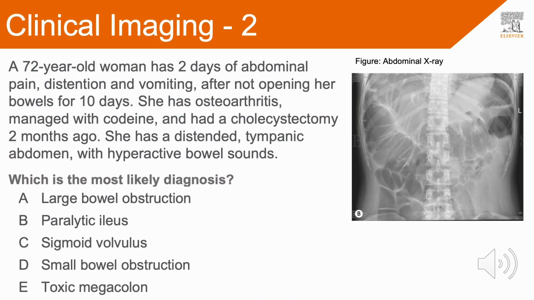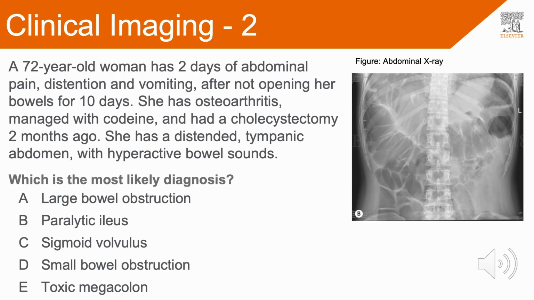A 72-year-old woman has 2 days of abdominal pain, distension and vomiting after not opening her bowels for 10 days. She has osteoarthritis, managed with codeine, and had a cholecystectomy 2 months ago. She has a distended tympanic abdomen with hyperactive bowel sounds. The figure shows an abdominal X-ray.